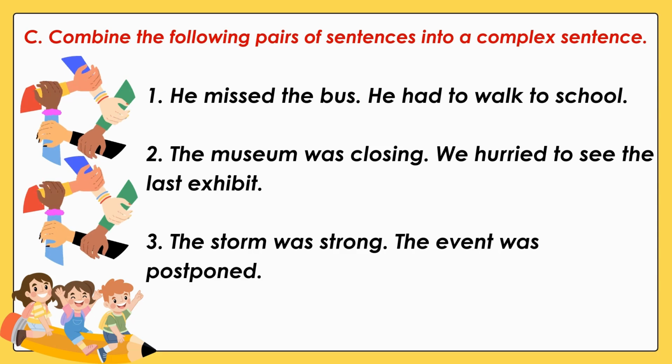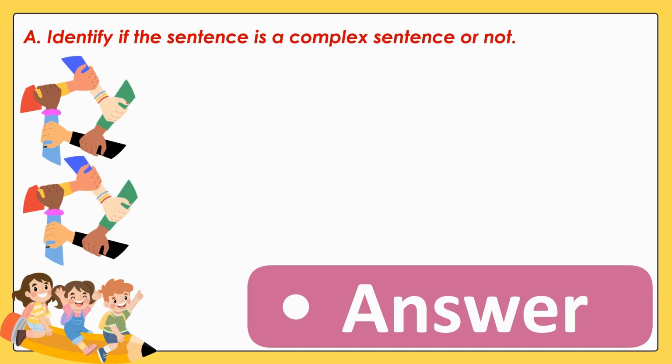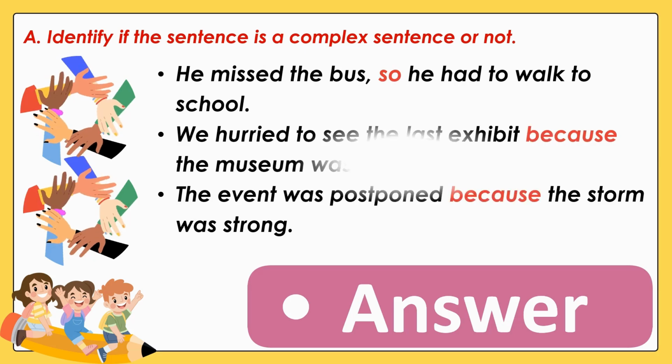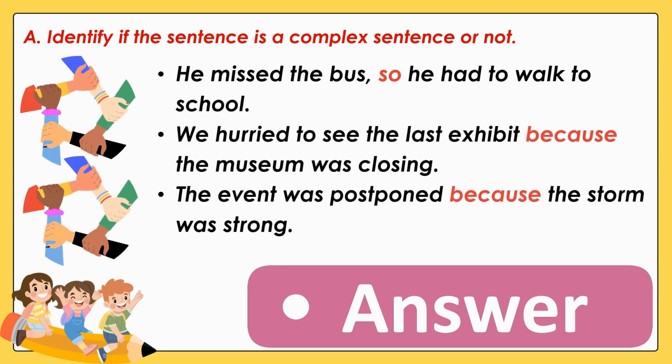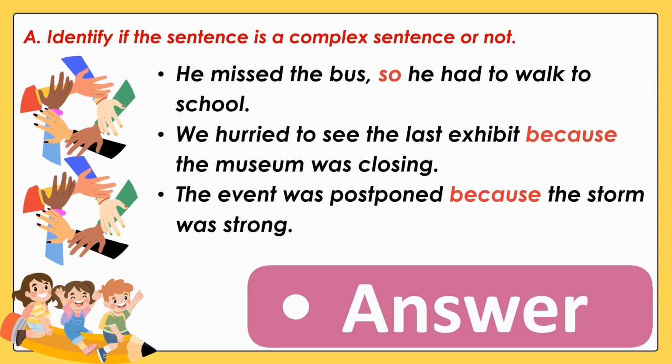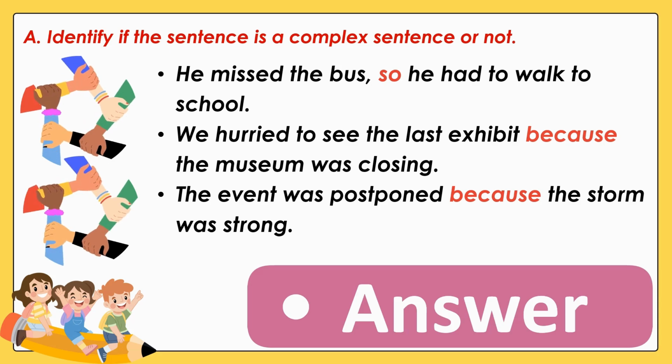Number 3, the storm was strong. The event was postponed. Answers: he missed the bus, so he had to walk to school. Number 2, we hurried to see the last exhibit because the museum was closing. Number 3, the event was postponed because the storm was strong.